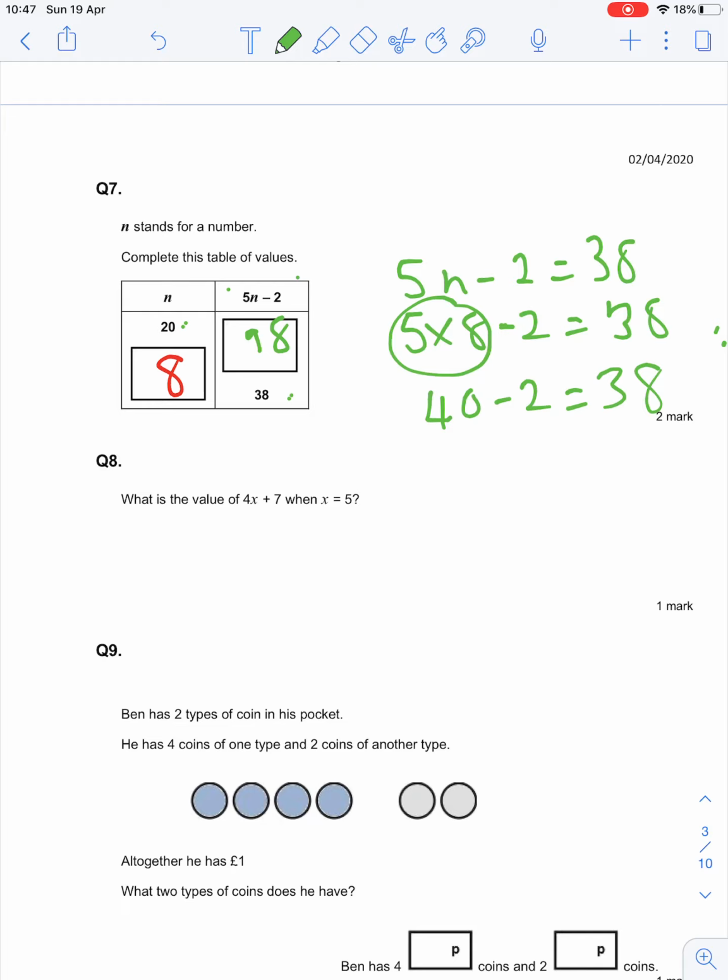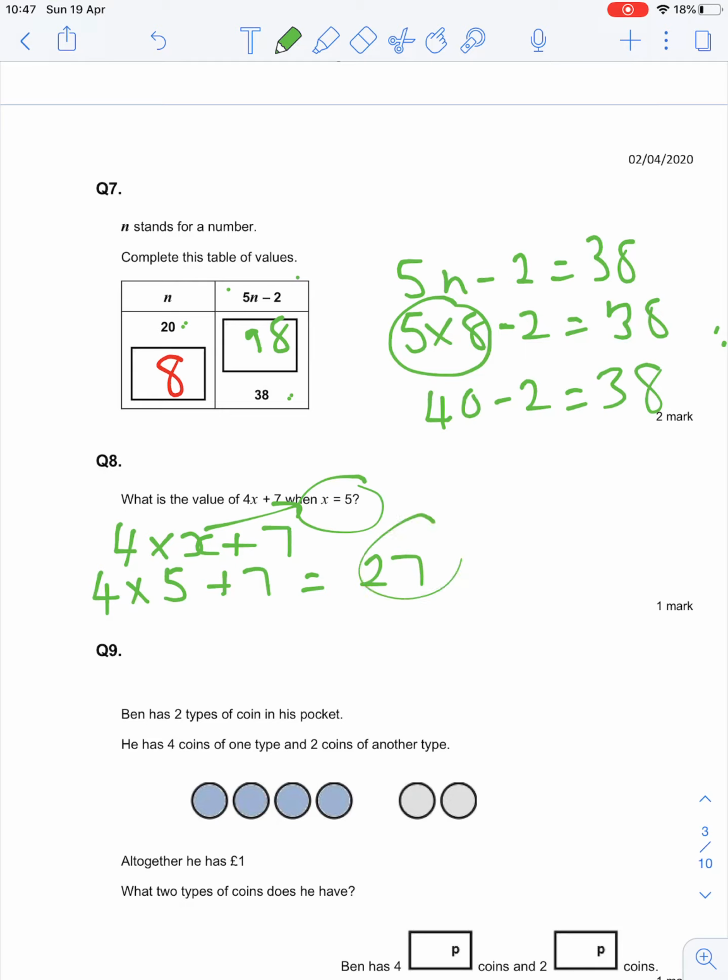This one, again, quite straightforward, just a substitution. 4x plus 7 when x is 5. So I'm doing 4 times x plus 7. I know that x is 5, so let's just put that in there. 4 times 5 plus 7 gives me 27. The answer is 27.